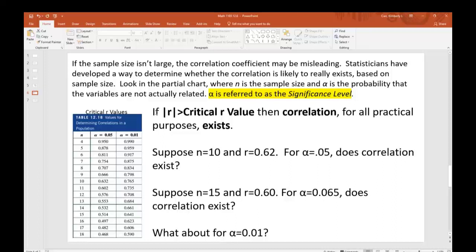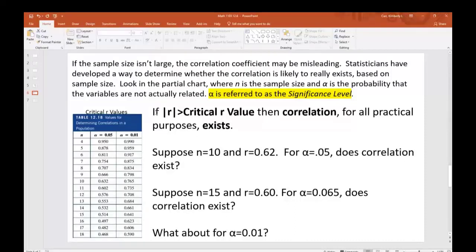So statisticians have developed a way to determine whether correlation is likely to really exist. We can't say for sure, but whether correlation is likely to really exist based on sample size. This has a bit to do with the law of large numbers also, because again, the more you include in the sample, the more relevant the results actually are.